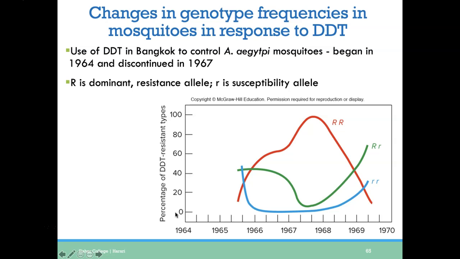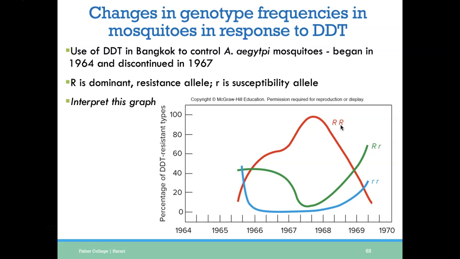DDT. So after just 2 years of use, you start seeing a drastic increase of big R individuals that are resistant. And as these individuals increased, they saw that almost 100% of all the mosquitoes were RR, big R. So that was really interesting. By mid-1967, the resistant big R homozygotes were nearly 100%. So at this point, they're all resistant to DDT, and there's no point in using it anymore.